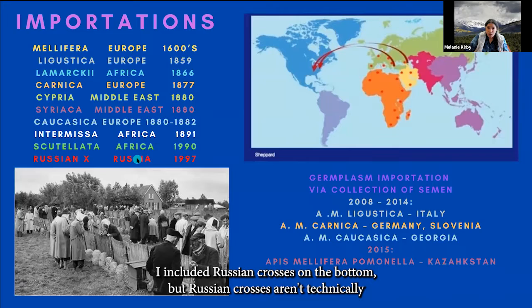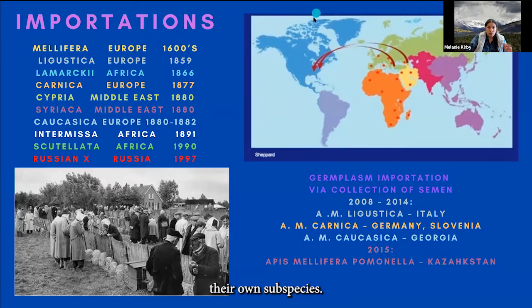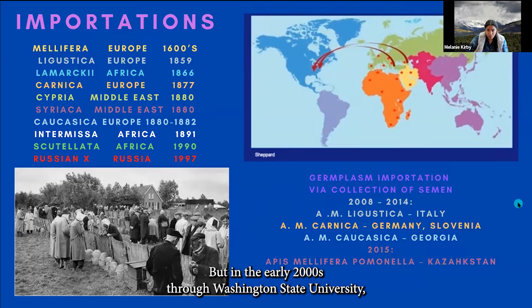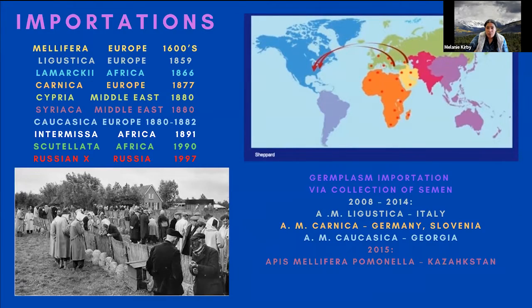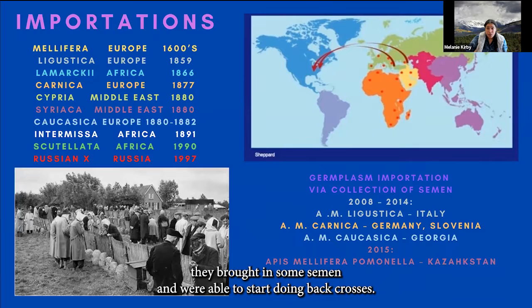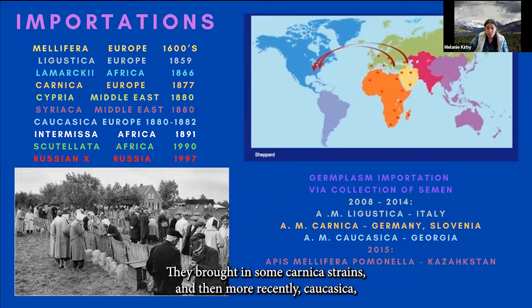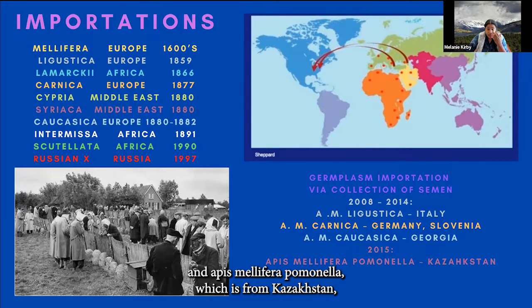I included Russian crosses on the bottom, but Russian crosses aren't technically their own subspecies. They are a cross, they're a mix, but they were also brought in. And then in the early 2000s, like I said, there was kind of a larger gap now too, but in the early 2000s, through Washington State University, they brought in some semen and were able to start doing back crosses. So they brought in originally some Italian strains, they brought in some Carnica strains, and then more recently Caucasica and Apis mellifera pomonella, which is from Kazakhstan.